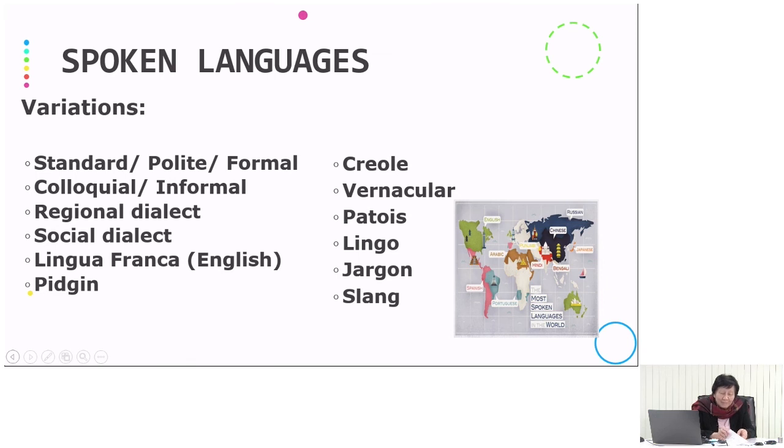Yeah, this one. So this is what I call the spoken languages of the world. There are a lot of variations. Even in one particular language, we have different kinds of these. You see that at least you have 12 forms of spoken language in one particular area. Think about all over the world, you see.